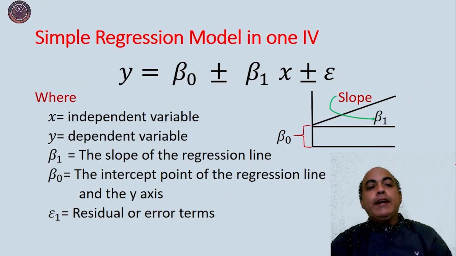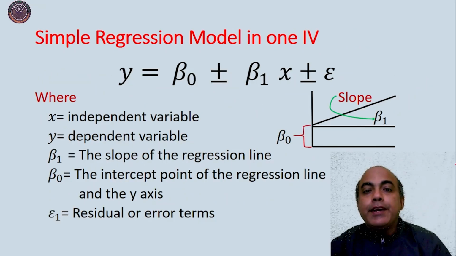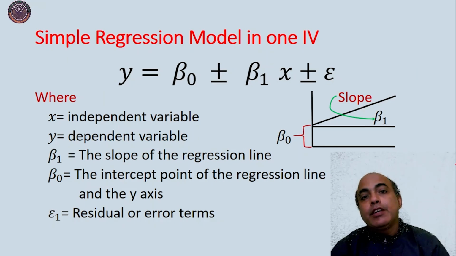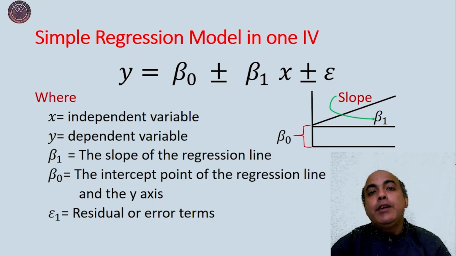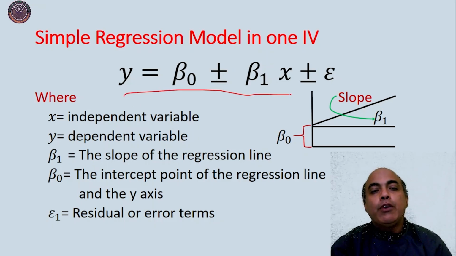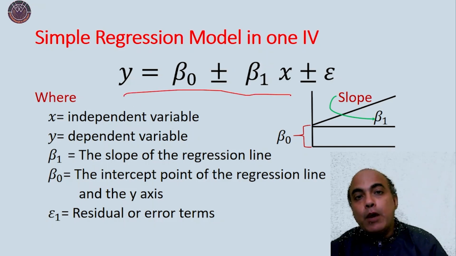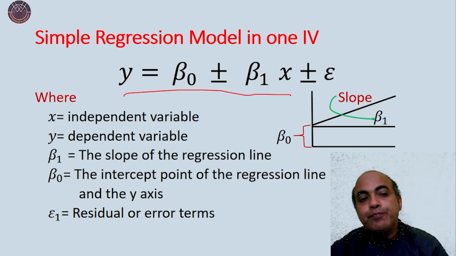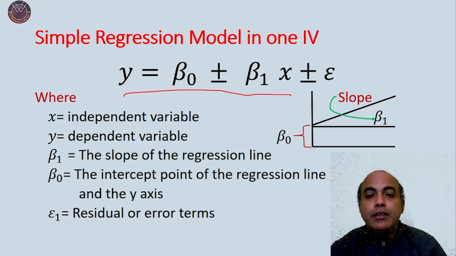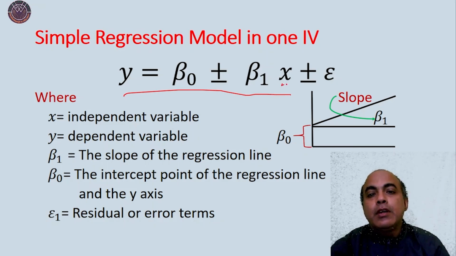So let us see the simple regression model or simple regression equation using one independent variable. It is given by this formula: y equals beta 0 plus or minus beta 1 x plus or minus epsilon. What do these particular symbols represent? Here x is the independent variable, and y is the dependent variable or criterion variable.